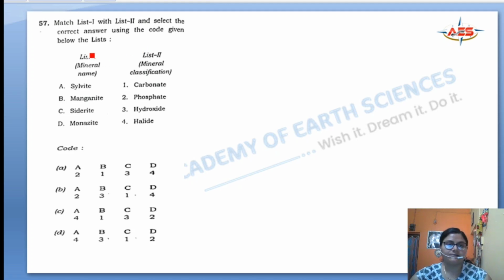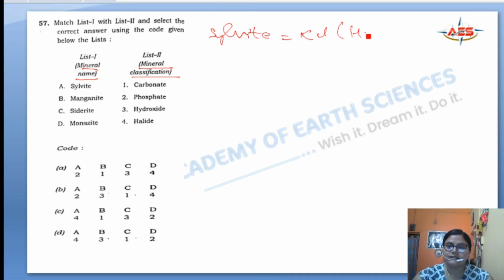It is given to match list 1 with list 2 and select the correct answer using the code given below. Okay, in list 1 we have the mineral name. In list 2 we have the mineral classification. So what we have is sylvite, manganite, siderite, monazite. Classification: carbonate, phosphate, hydroxide and halide. Now, these minerals given, what is sylvite? Composition KCl, it is a halide.